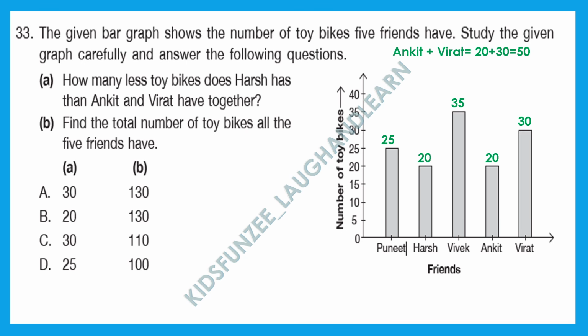Then what we have to do is, we have to do the subtraction. Because they are asking how many less toy bikes does Harsh has than that total number. So what we'll do the subtraction. 50 minus toy bikes with Harsh, that is equal to 20, which is equal to 30. We got A as 30. B. Find the total number of toy bikes all the friends, 5 friends have. We have to simply do the summation. 25 plus 20 plus 35 plus 20 plus 30, which is equal to 130. So we have option A as A 30 and B 130. Option A is the right answer.